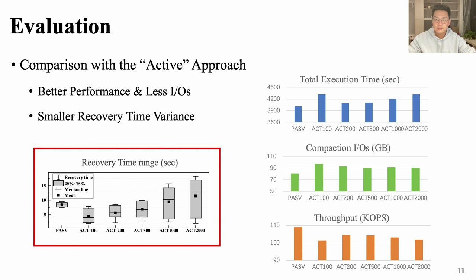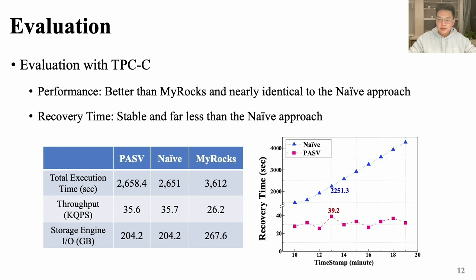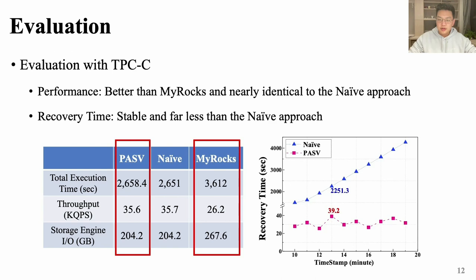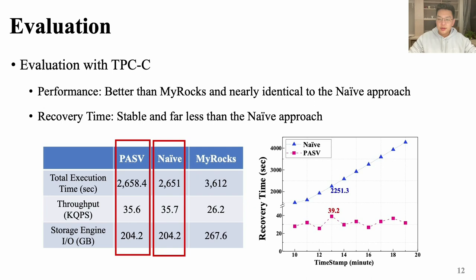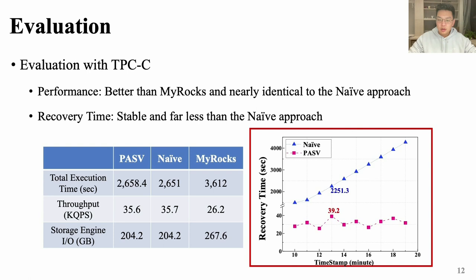By performing evaluations using the TPCC benchmark, we found that passive still shows significant performance improvement. First, passive outperforms MyRocks across the board. Additionally, the naive approach, which simply disables WAL, represents the possibly achievable performance of passive. Here we can see that passive achieves nearly identical performance to the naive approach. As for recovery time, although the column families receive KVs at skewed speeds, the recovery time of passive is far less than that of the naive approach. As the test phase runs longer, the recovery time of the naive approach increases almost linearly. We have also performed experiments on other aspects, such as general recovery time, etc. More details can be found in the paper.